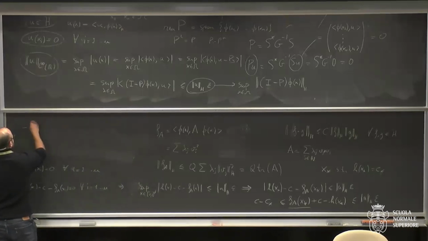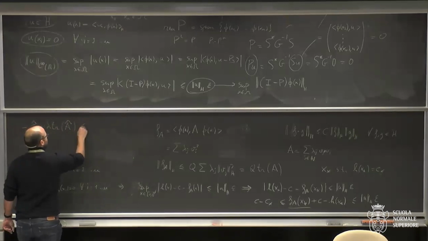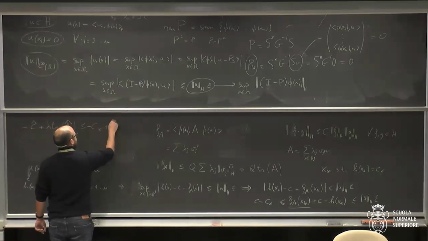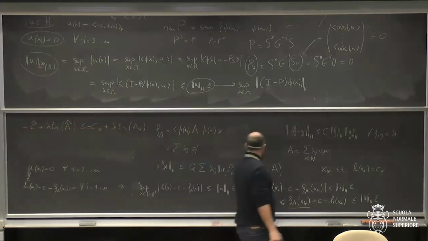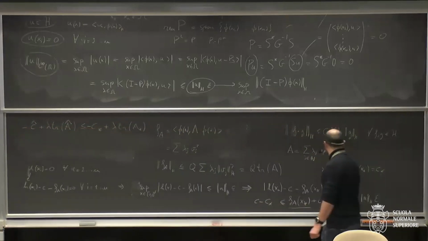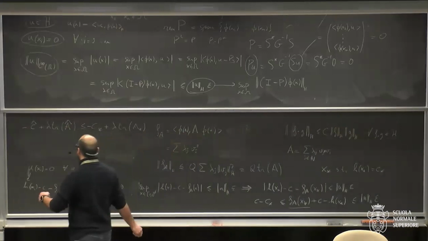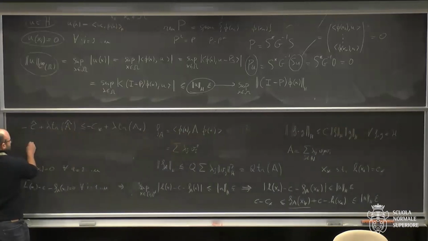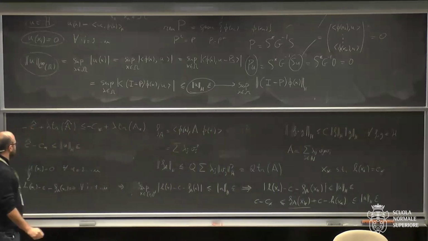From the previous reasoning, we obtained that C hat plus lambda trace of A hat is smaller than C star plus lambda trace of A star. From this reasoning, instead, you obtain that this holds for any C and H and A that satisfy the constraint, so in particular for C hat and A hat. So you obtain that C hat minus C star is bounded by the norm of U times epsilon.